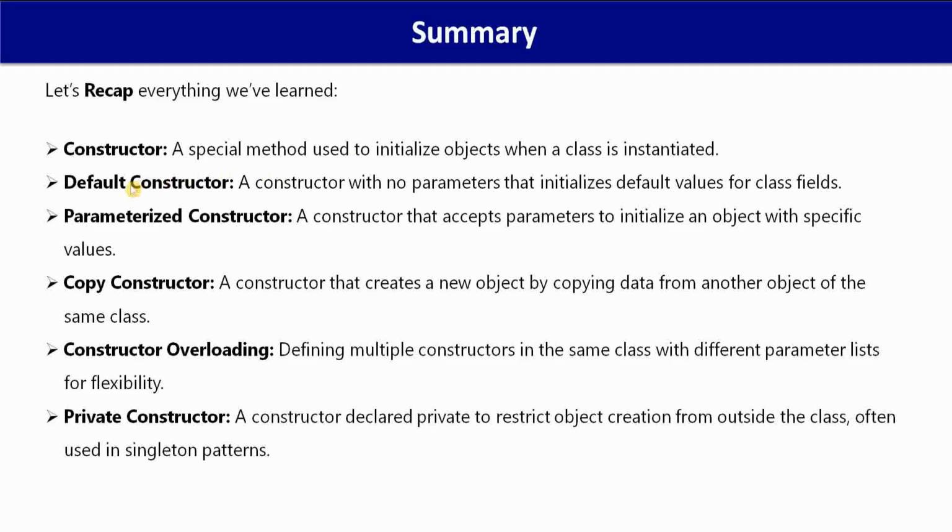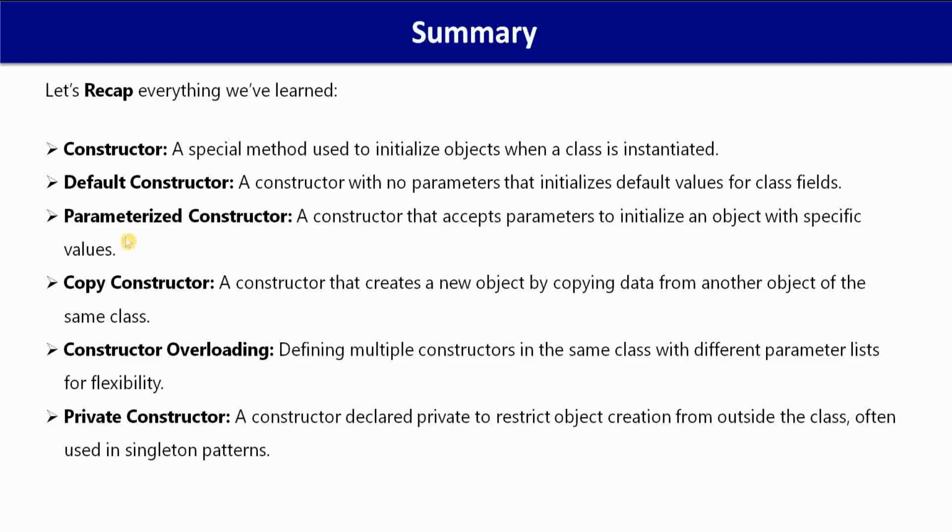Next one, we have some types of constructor. The first type is the default constructor, a constructor with no parameters that initializes default values for a class's fields. Default constructor is also known as a parameterless constructor, where we do not provide any parameter to that constructor. And if we do not provide any constructor to that class, the compiler will create one automatically. So there is no need, if we do not want to create any constructor, it will automatically create a default constructor, meaning a parameterless constructor.